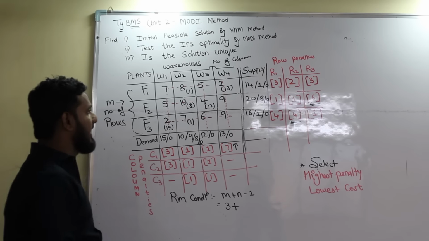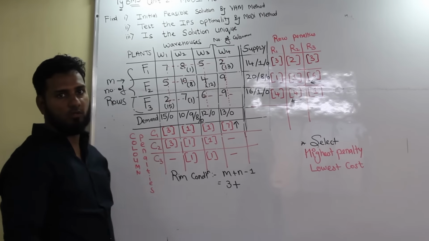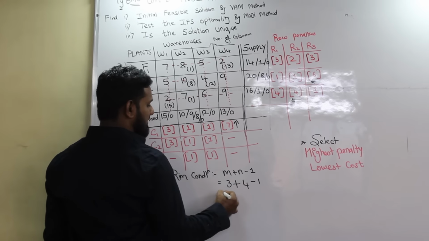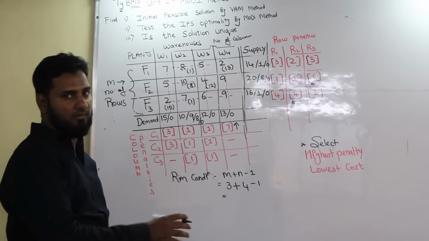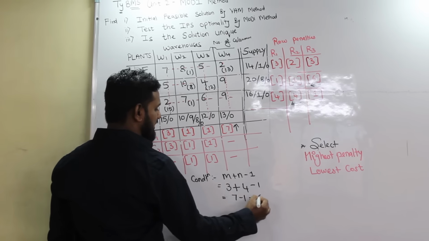Now we got n. N means the number of columns. So you can see that 1, 2, 3 and 4. So there are 4 columns. So this will be 3 plus 4 minus 1. Minus 1 is itself in the formula. So 3 plus 4, that will make it 7, minus 1 is equal to 6.